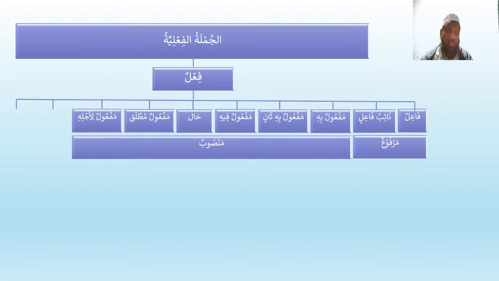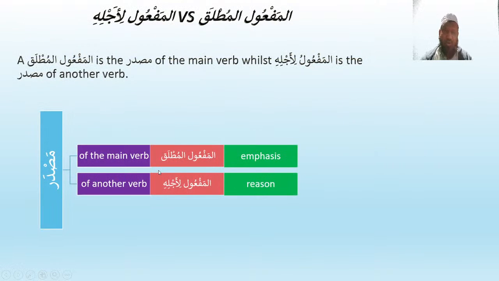So we're going to add one more slot that we are learning today, which is mustathna. If mustathna is one of the slots of al-jumla al-fi'liya, that means mustathna will be mansub as well. So far, this is what we've been doing. In the last two lessons, we did maf'ul mutlaq and maf'ulun li'ajlih. Let's just quickly go through these two so we don't forget, and recap what exactly maf'ulun mutlaq means and what maf'ulun li'ajlih means.